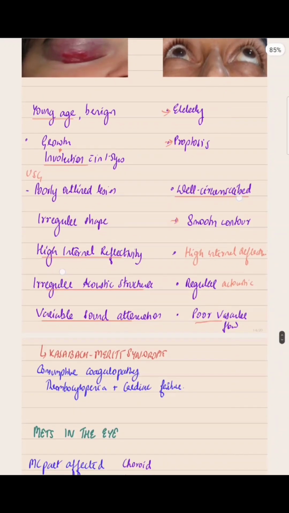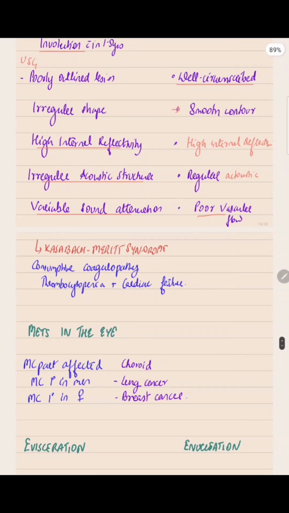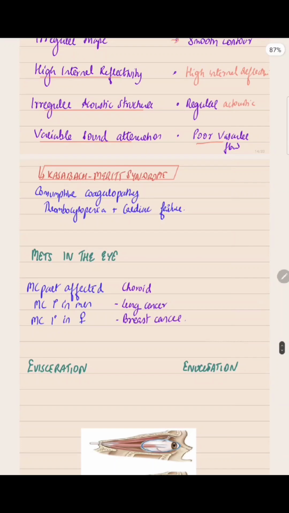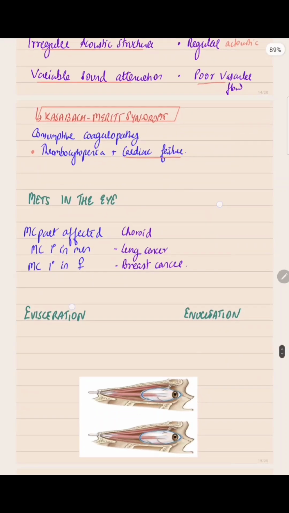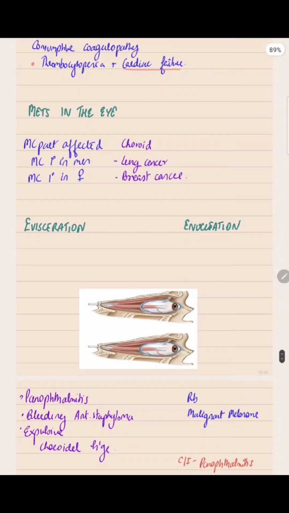And with capillary hemangioma, there is another syndrome known as Kasabach-Merritt syndrome. It is also known as consumptive coagulopathy. Because the platelets get trapped in the lesion, there is thrombocytopenia with associated cardiac failure. That is Kasabach-Merritt syndrome. Now metastasis in the eye. Most common part affected is choroid. Most common primary in men is lung, and most common primary in women is breast cancer.